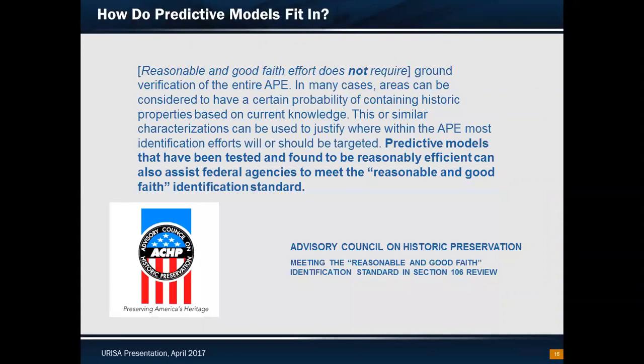Okay, what does a reasonable and good faith effort require? Importantly, it does not require you to look at everything. You can use many different tools to limit what you're looking at and make your efforts count. And this is where predictive models come in. They're referenced in the Advisory Council's guidance.